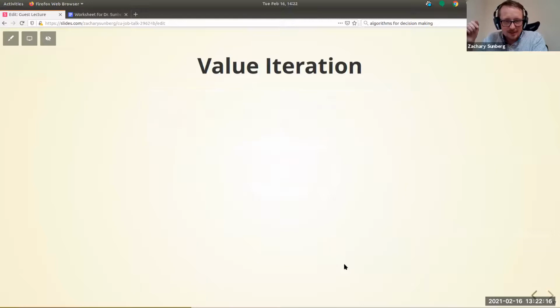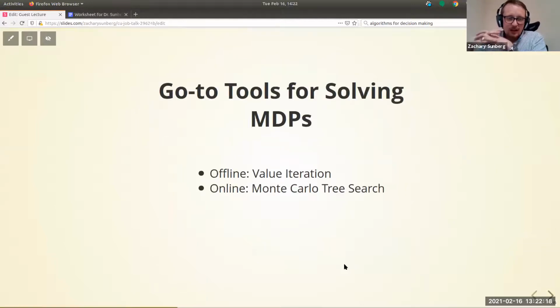Shoot, I need to back up for a second. So another important concept here is the difference between an offline and an online solution. Does anybody know what the distinction there is?